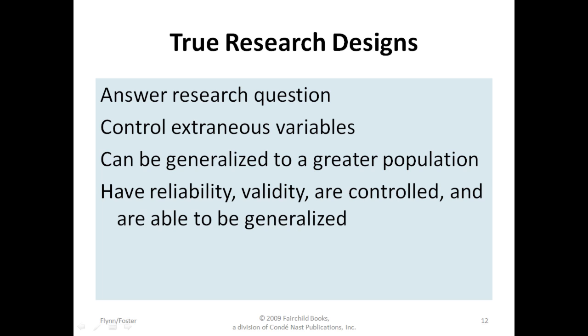And looking at research designs, true research designs answer the research question using statistics to draw conclusions about your hypothesis or research question. True research also controls extraneous variables using sampling randomization and a control group that can be comparable to experimental groups. Also, true research can be generalized to a greater population, so conclusions can be applied or generalized to a larger population. And reliability and validity are controlled and are able to be generalized.